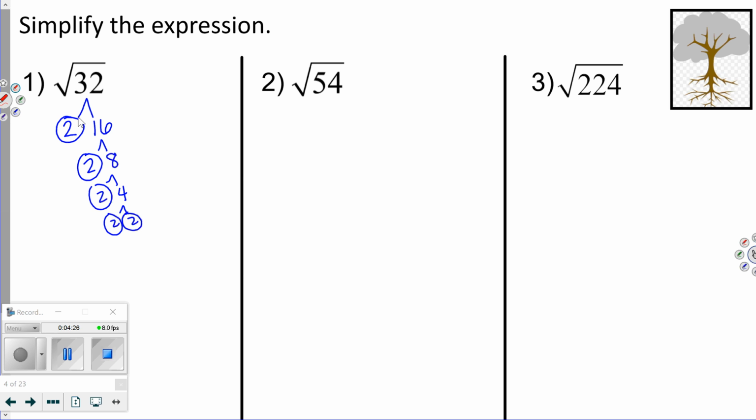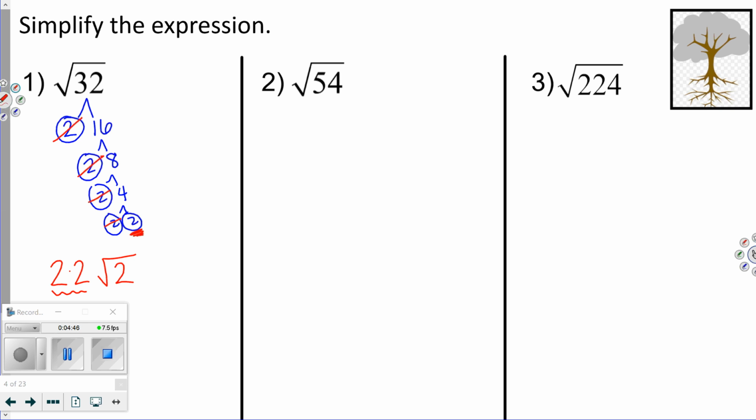All right, once you have it all the way down to primes, we look for pairs. And I always cross them off as I go. So there's a pair of 2s. They're out on a date, right? They're out together. It's just a 2. I have another pair of 2s. They also come out. And I have a leftover. Leftovers go in the fridge.